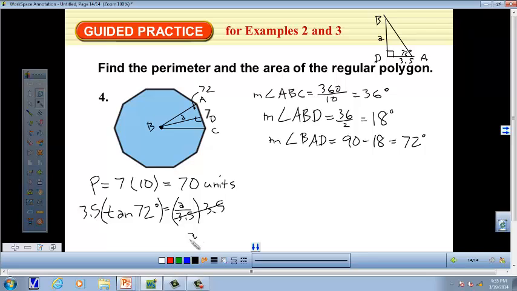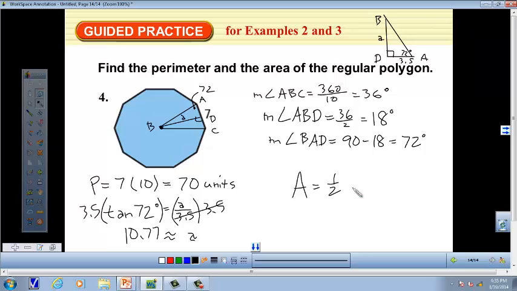3.5's cancel, and our apothem is 3.5 times tangent of 72. That gives us approximately 10.77.